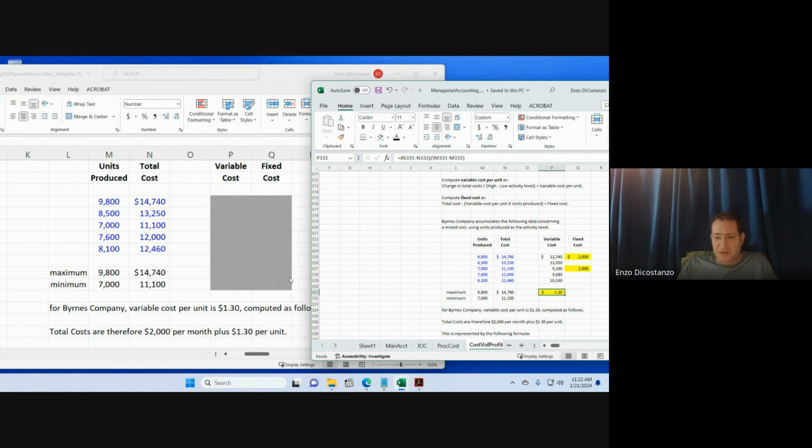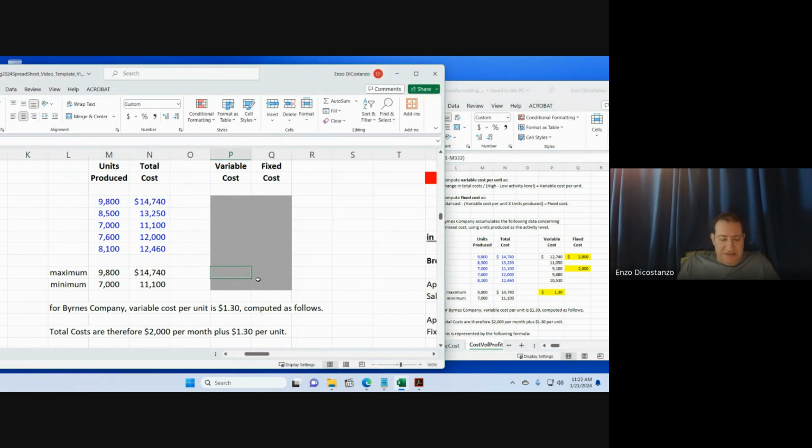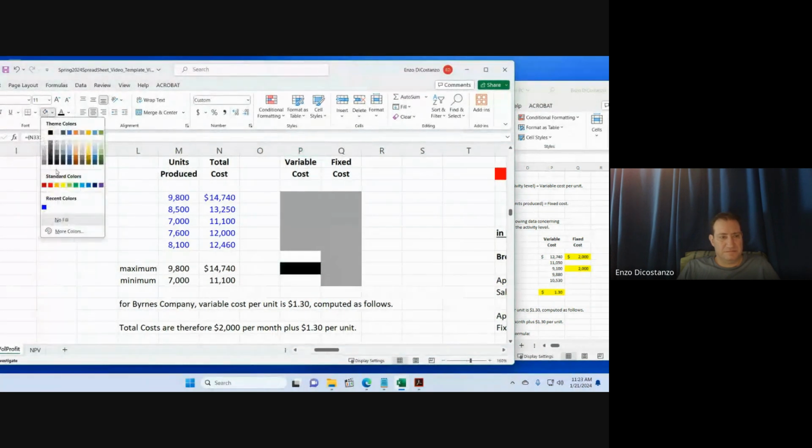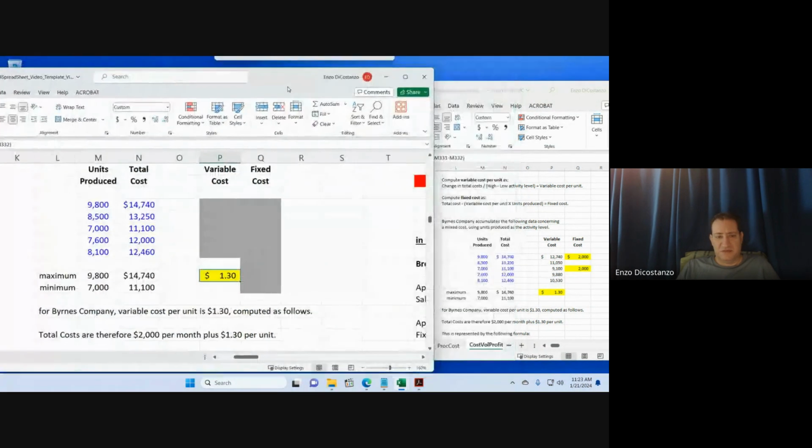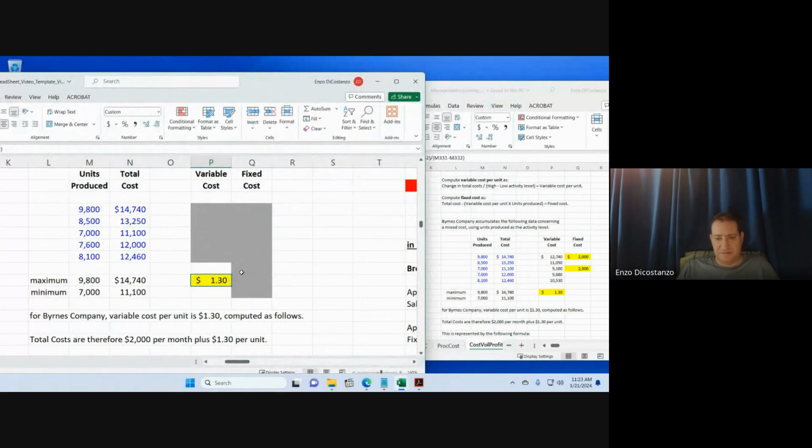So you can do the variable cost by saying equals, parenthesis, and you're going to subtract. So that's 130 is what that is.